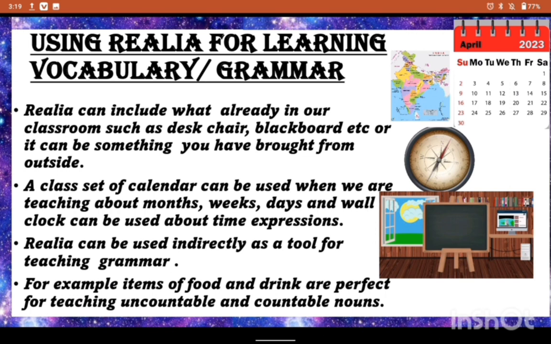A class set of calendars can be used when we are teaching about months, weeks, days, and a wall clock can be used for time expressions. Realia can be used in the language class to teach vocabulary related to everyday objects like food, clothing, and household items. Realia can be used indirectly as a tool for teaching grammar. For example, items of food and drink are perfect for teaching uncountable and countable nouns.